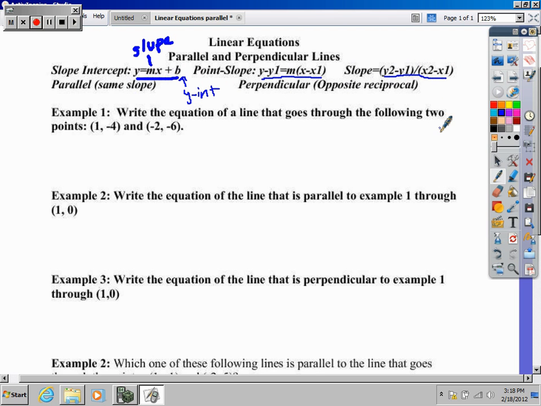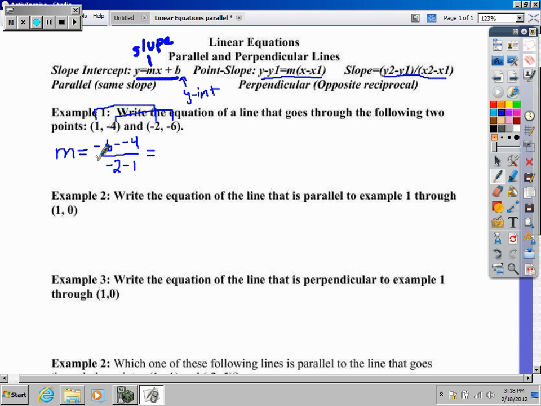Parallel lines have the same slope. Perpendicular lines are the opposite reciprocal. So first one, write the equation of a line that goes through the following 2 points. I need to first of all calculate the slope. So I'm going to calculate the slope by doing change in y over the change in x. Now make sure I'm going to start with a -6. I have to go -6 minus a -4. Because I started with a -6 over here, I need to start with a -2. So I go -2 minus 1.